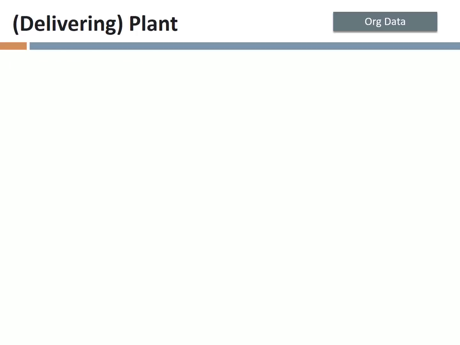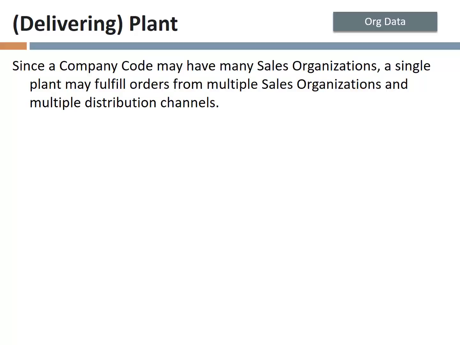Okay, so moving along. Delivering plant. Since a company code may have many sales organizations, a plant may fulfill orders from multiple sales organizations and multiple distribution channels. Remember, we observed previously that a plant is assigned to a company code. That's still the case. That's always our rule here. But we need to ship things out to customers. We have products that we need to get into people's hands. So we could have a plant that ships out orders that came in over the internet, and orders that came in by way of the catalog. It doesn't matter what distribution channel it came in, they ship out those products. So the plant can cross over between sales organizations and distribution channels.